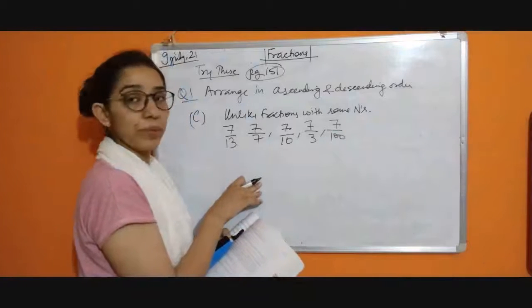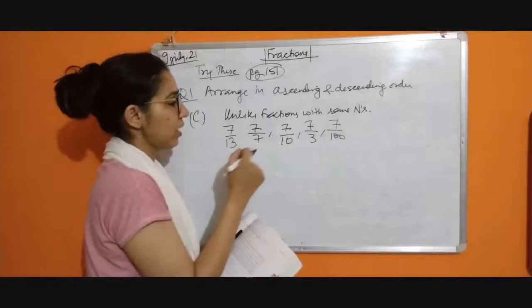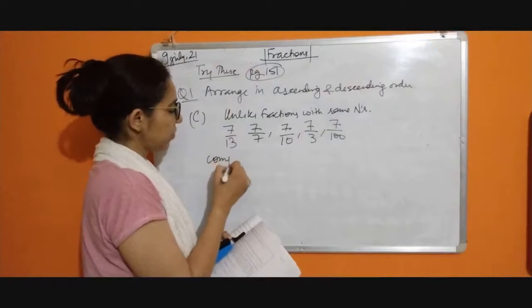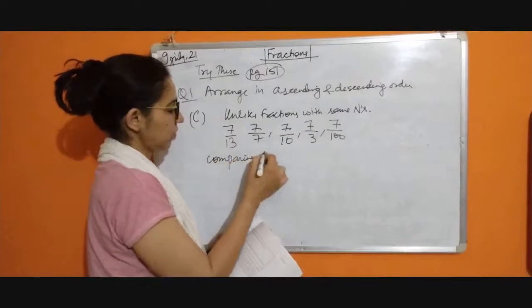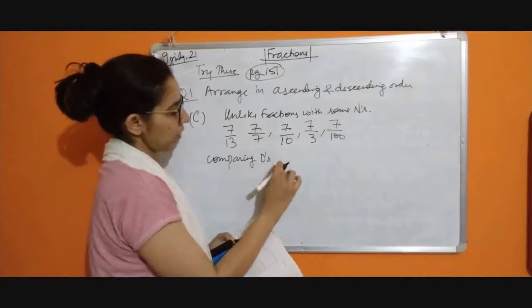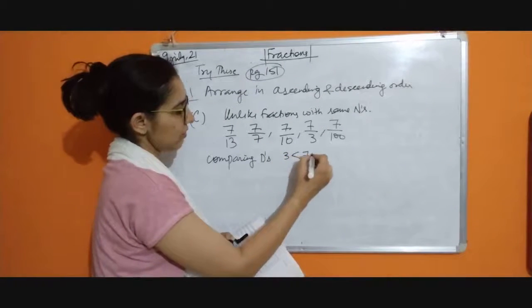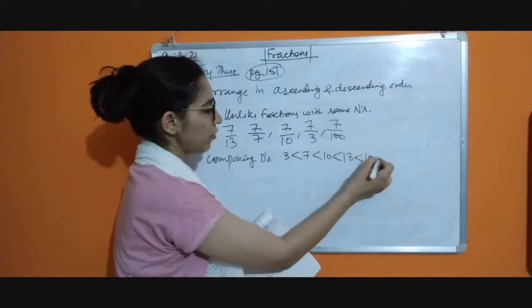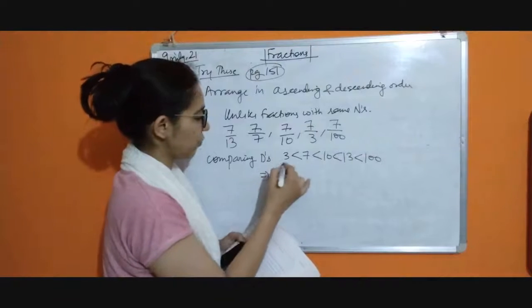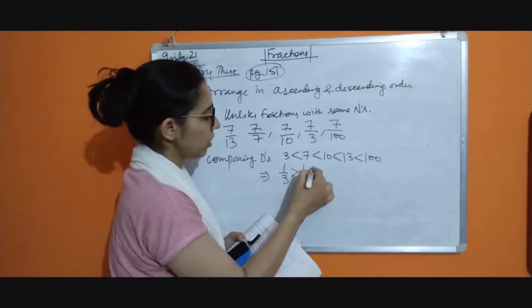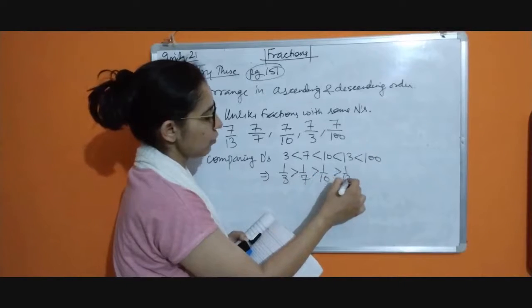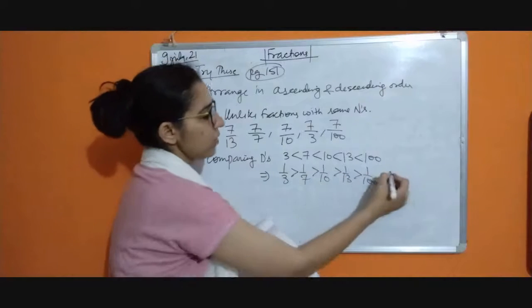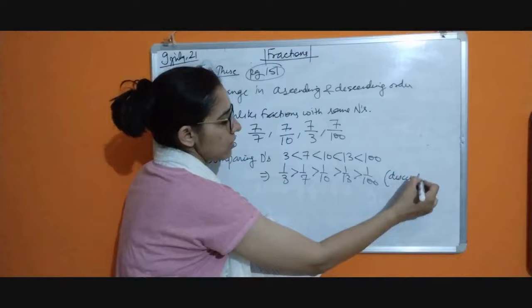So we are going to compare the denominators. Denominators are 13, 7, 10, 3 and 100. Smallest number is 3. So 3 is less than 7, is less than 10, is less than 13, and finally the biggest number is going to be 100. This implies your corresponding fractions are going to be in the reverse order, which is going to be like this, and this is your descending order.